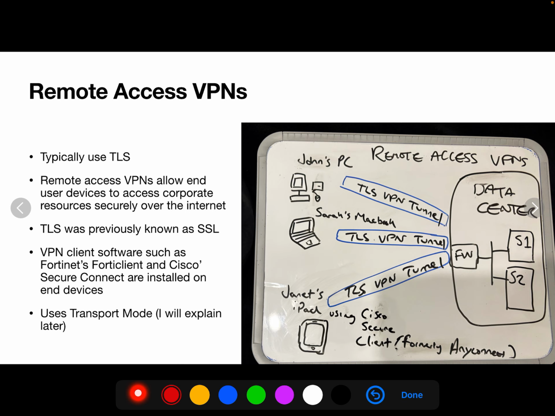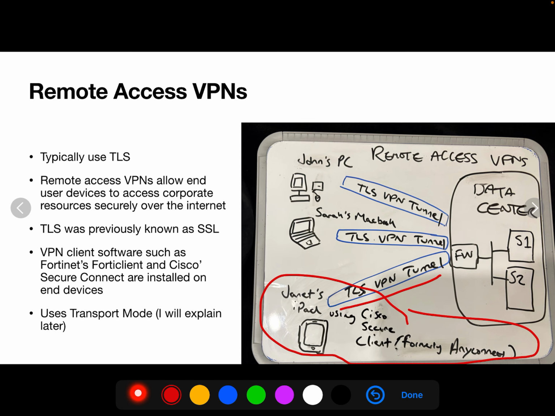Here I've got an example of a student called Janet, and she's got an iPad provided by a school. She uses a Cisco Secure Client. Here we have a TLS VPN tunnel connecting to the school data center that gives her secure access there. So that's an example of a remote access VPN.